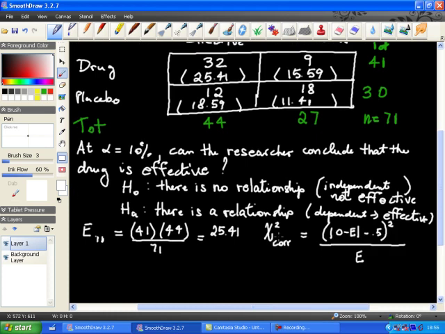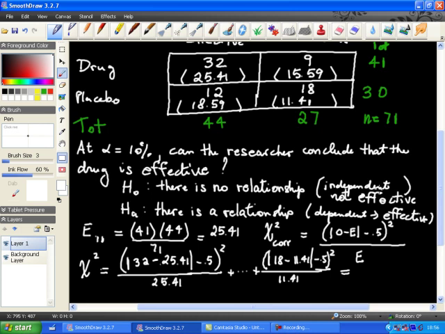The correction in the formula is that before squaring, we need to take the absolute value of the difference between observed and expected, then subtract 1/2 or 0.5, then square it and divide by the corresponding E. So when calculating the chi-squared, the first term will be the absolute value of 32 minus 25.41, then subtract 0.5, then square and divide by 25.41. If I put it on my calculator, the total value will be 9.08.